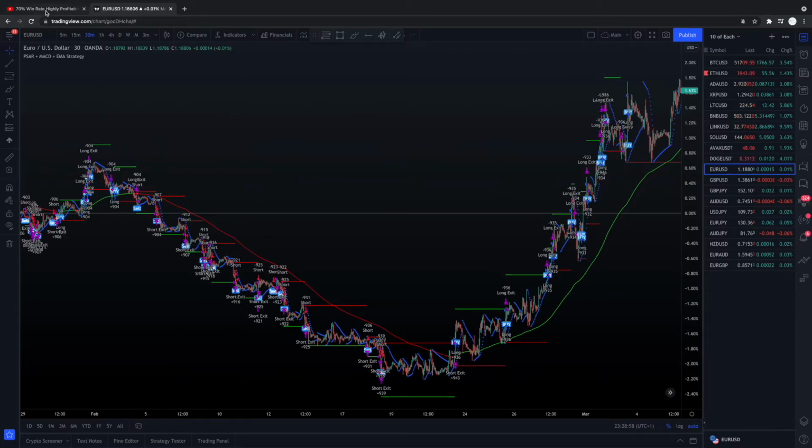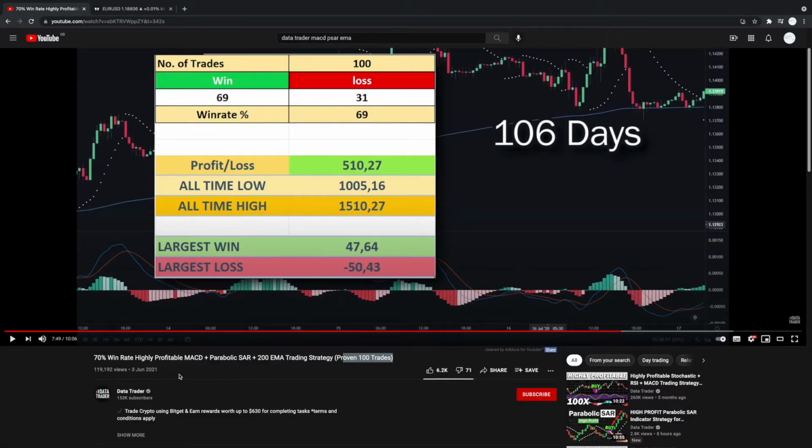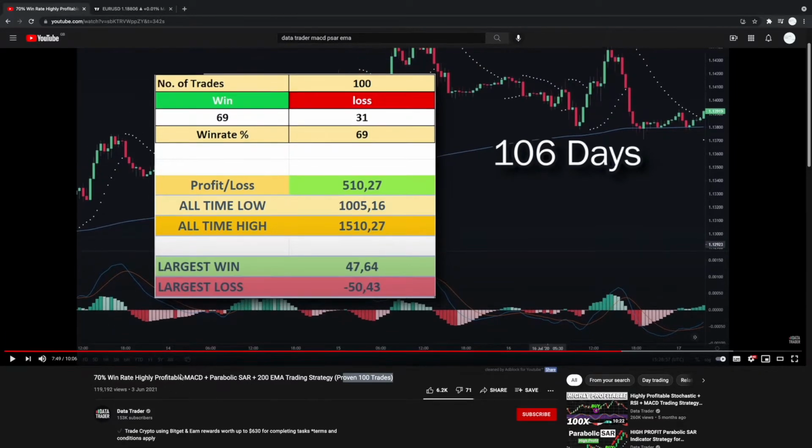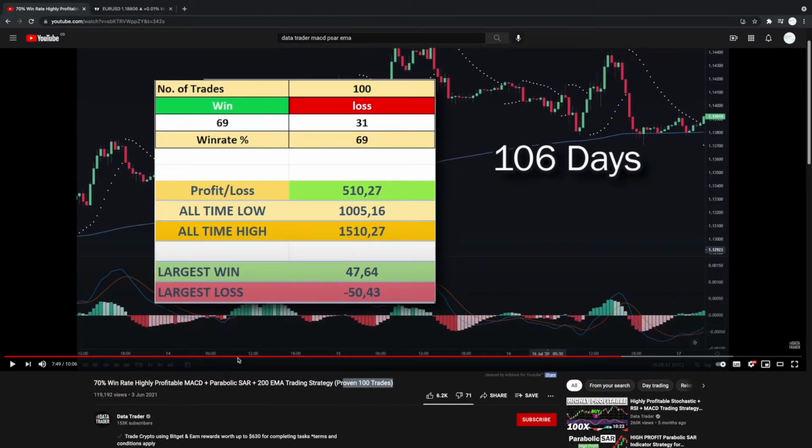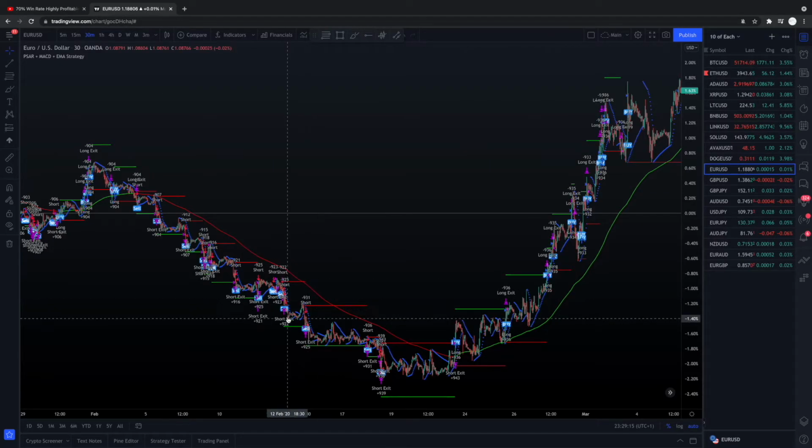So the first one we're looking at today is one by Data Trader. I was sent this by a friend asking if I could make it, so I thought yeah, no problem at all. And when I made it, it was a 70% strategy using the MACD, PSAR and a 200 EMA. I'm not going to go into how the strategy works as he does that in great detail. Well, I'll give it a quick run through.